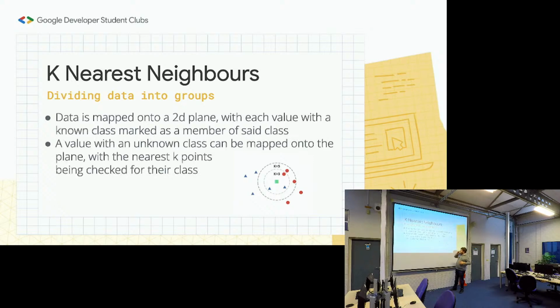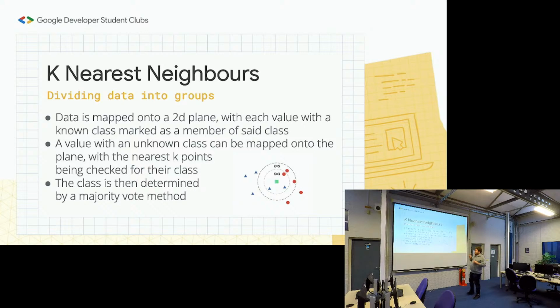And then a value of an unknown class can be mapped onto the plane at its data point, so the green one here. And depending on which K value you're using, so you can use 2 nearest neighbors, 3 nearest neighbors, 4 nearest neighbors, etc. In this case, at 3 nearest neighbors, we can see that we have 2 triangles and 1 circle. So with 3 nearest neighbors, we would classify this green point as a triangle. But with 5 nearest neighbors, there are actually more red circles than blue triangles, so we would classify it as a circle. So next slide, please.